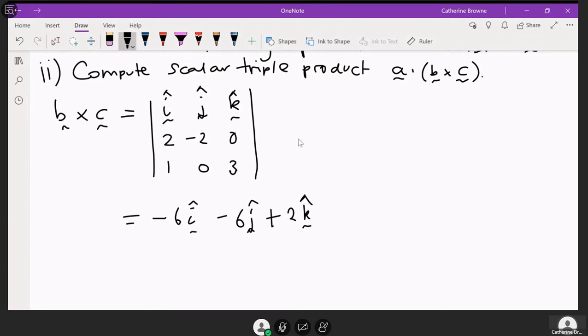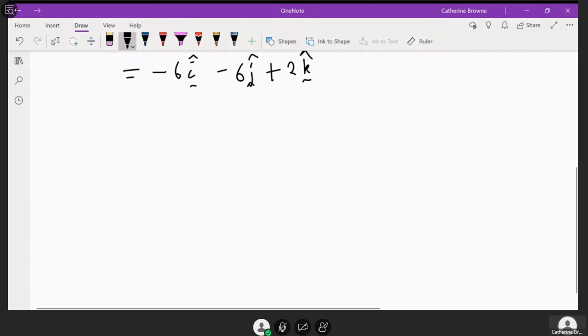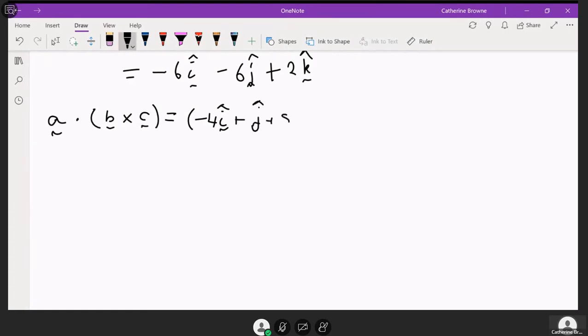So we've found B cross C, so now we can find the scalar triple product, which is A dot B cross C. A is minus 4, 1, 5, so it's minus 4i plus j plus 5k, and we dot that with the B cross C that we've just found. So that's minus 6i minus 6j plus 2k.